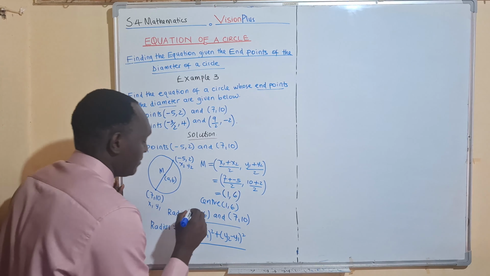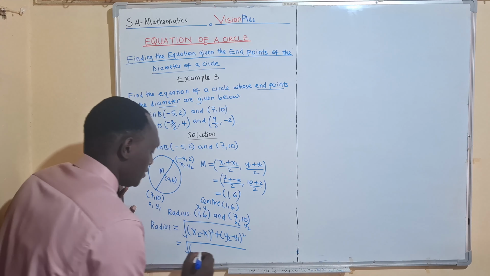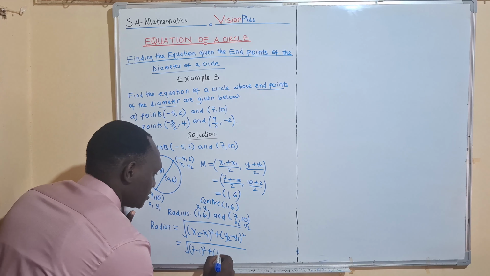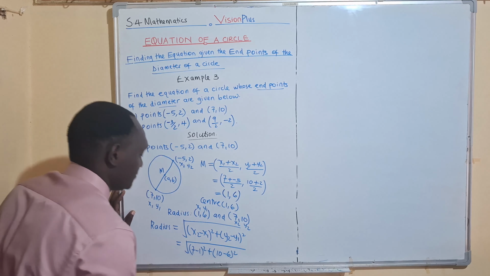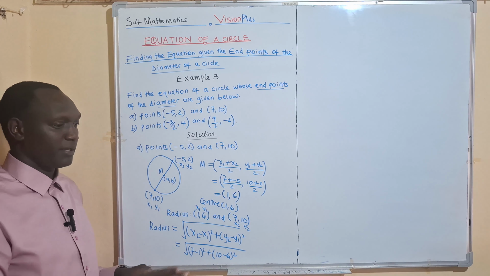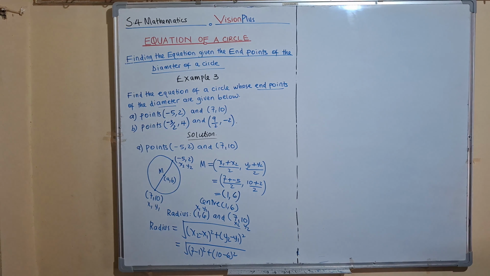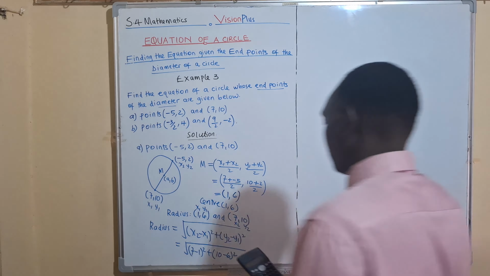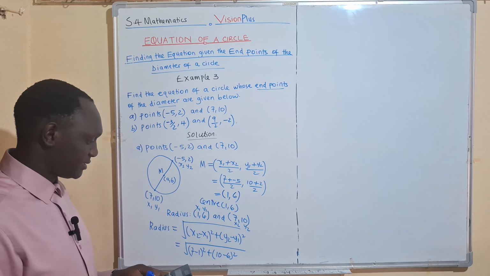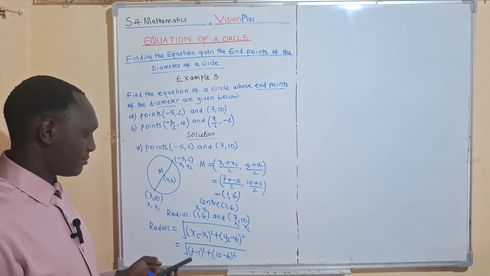x2. You also come and name them. You can call this x1, y1, x2, y2. So my x2 is 7 minus 1, 7 minus 1 squared plus y2 is 10 minus 6 squared. And then you place your calculator. So let me get my calculator over there. So 7 minus 1 squared plus 10 minus 6 squared. I'm getting root of 52.